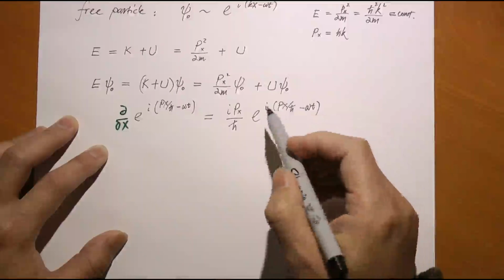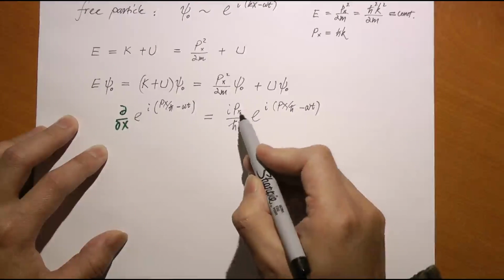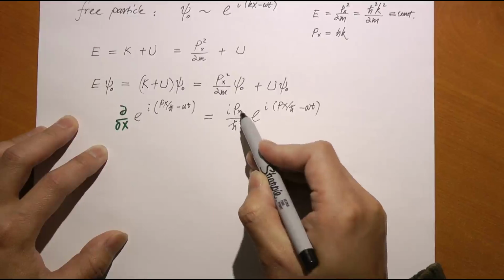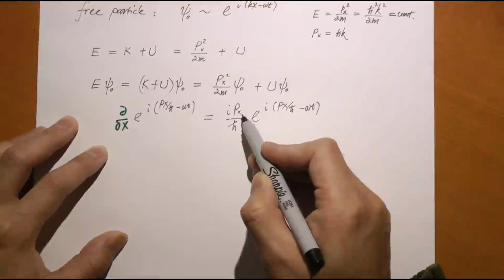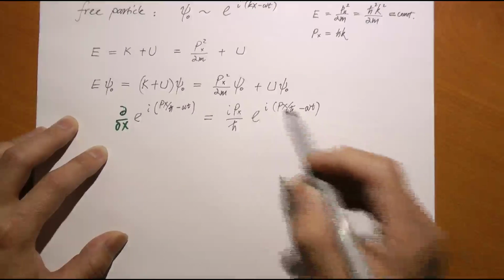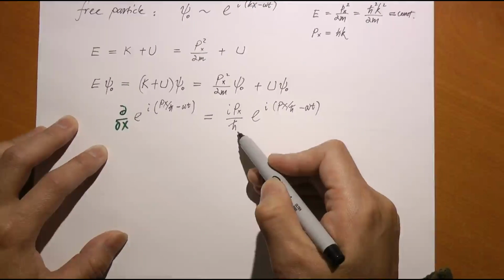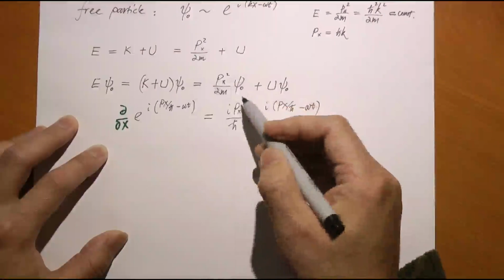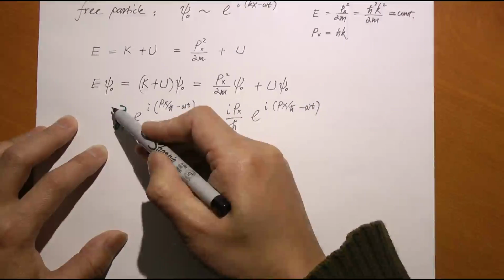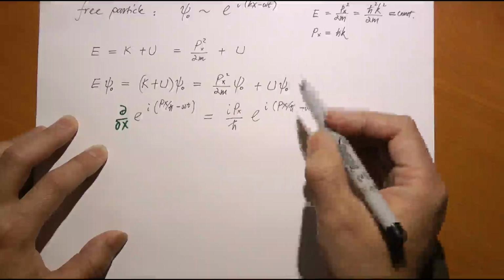Now, remember, I don't want I px over h bar. I want p. I want just a linear momentum. So what I'm going to do now is get rid of I and h bar. I'm going to move h bar over there and move this I down there. So you get h bar here divided by I. 1 over I is negative I.